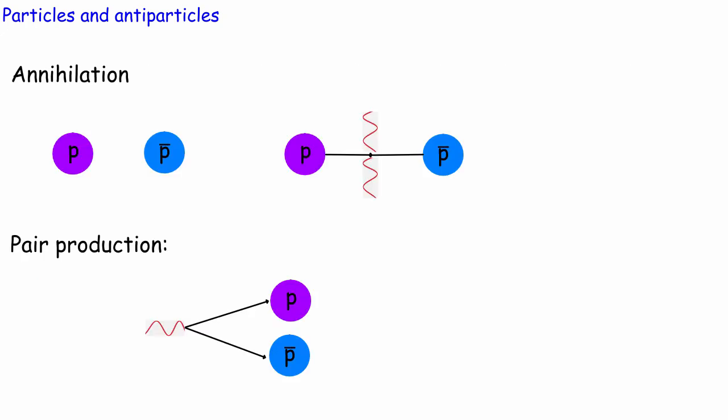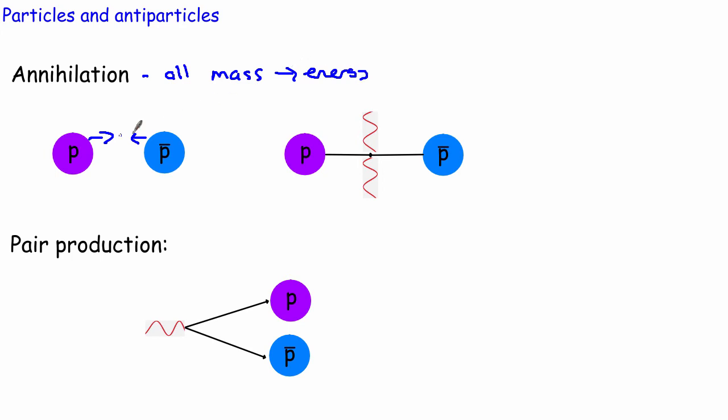So when they meet, here we've got a proton and an antiproton, and they're moving towards each other. So this one's moving this way and this one's moving this way, and when they meet they annihilate each other in a process called annihilation. Basically all of the mass that's here, all the mass is converted into energy.